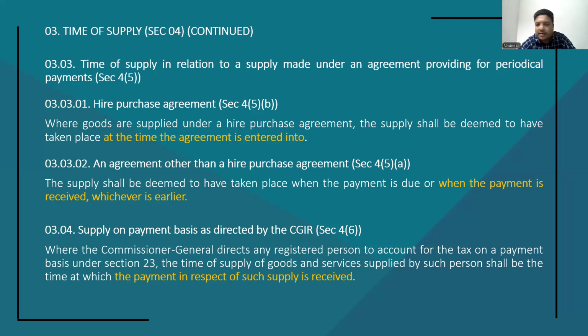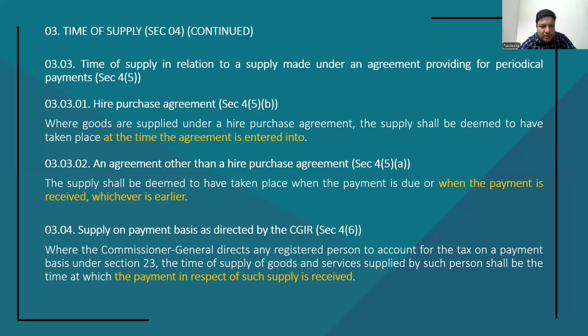If it is a hire purchase agreement, where goods are supplied under a hire purchase agreement, the supply shall be deemed to have taken place at the time the agreement is entered into. Goods are deemed to be supplied, or the time of supply is the date of the agreement, if it is a hire purchase agreement.